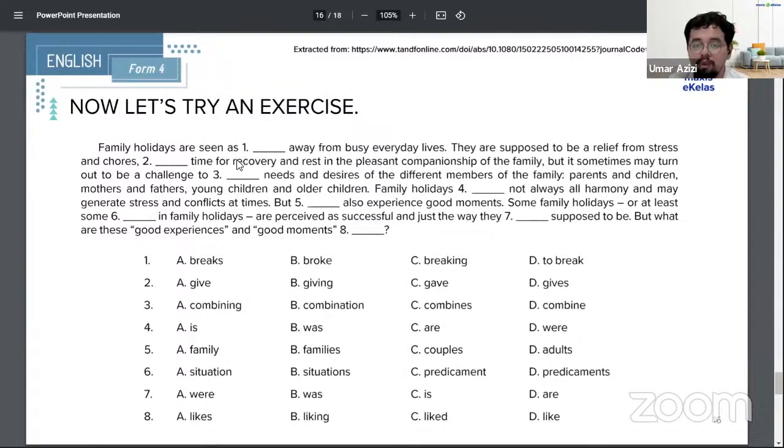Now, we're going to do a quick exercise for everyone. Family holidays are seen as space. So we're going to go through all this paragraph and we're going to ask you to fill in the blanks. The answers are provided below. It's either A, B, C, or D. We're going to try number one first. Family holidays are seen as gap away from busy everyday lives. So for number one, is it A, breaks, B, broke, C, breaking, D, to break?